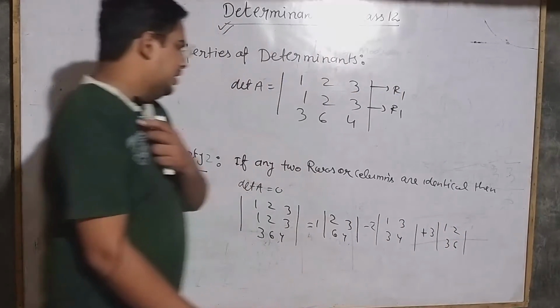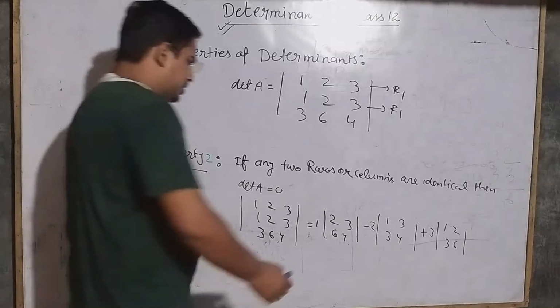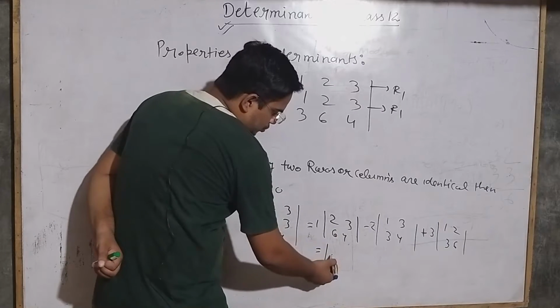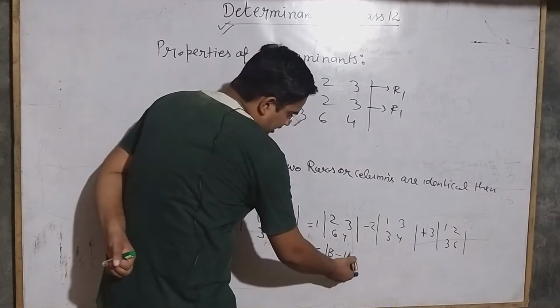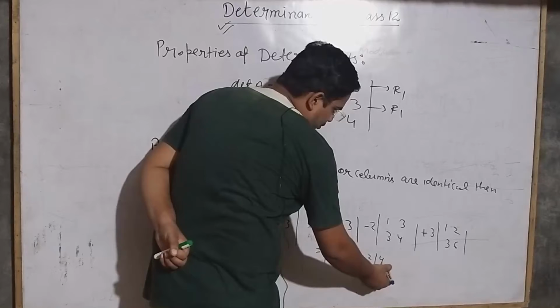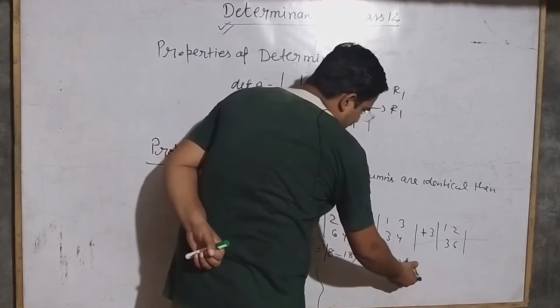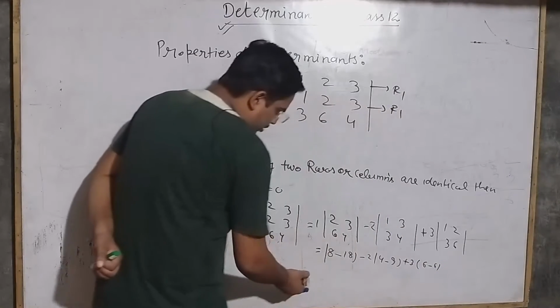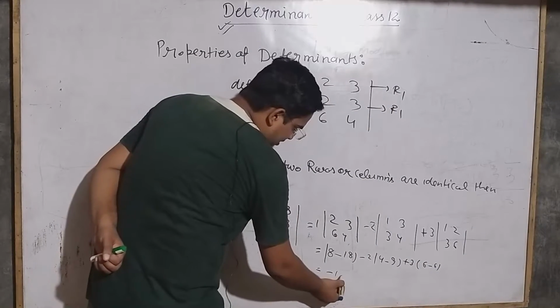Now see what will happen. Look at this part. Now I am going to expand. 4 2s are 8, 6 3s are 18, minus 2. This part, 4 1s are 4, 3 3s are 9, plus 3, and 6 1s are 6, 2 3s are 6. Look at this, 8 minus 18 becomes minus 10.